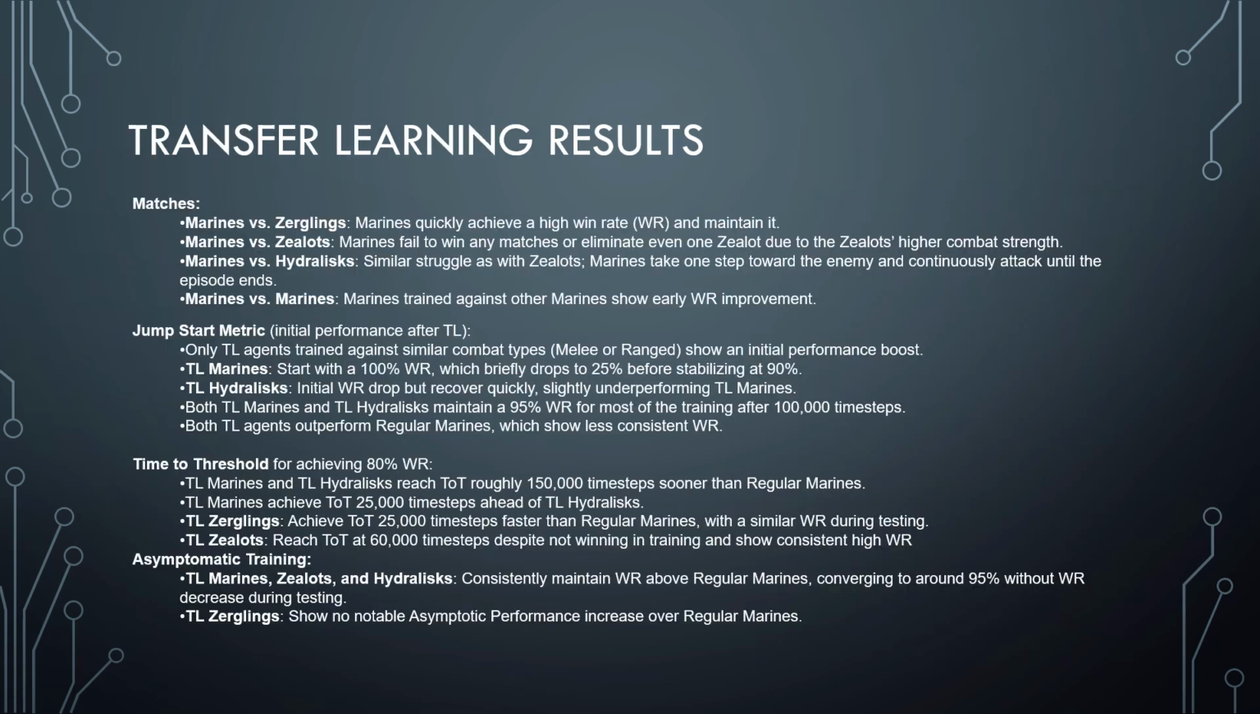If you want to pause the screen and go ahead and look over all the metrics for the transfer learning results, that's totally fine. I'm not going to go over all of them just because I'm running short on time. But for the transfer learning results, we saw that performance was primarily boosted between units with similar combat types. All transfer learning test agents outperformed the non-transfer learning Marines, except for the Zerglings, which further highlights the importance of the training scenarios being somewhat similar to see much of a performance boost, as the Zerglings are melee-based, unlike the ranged-based enemies that they trained under.